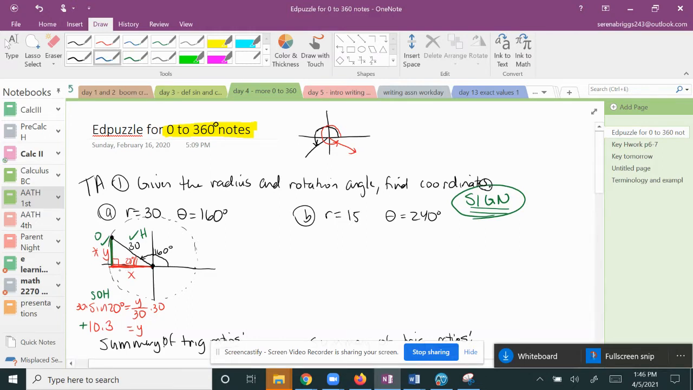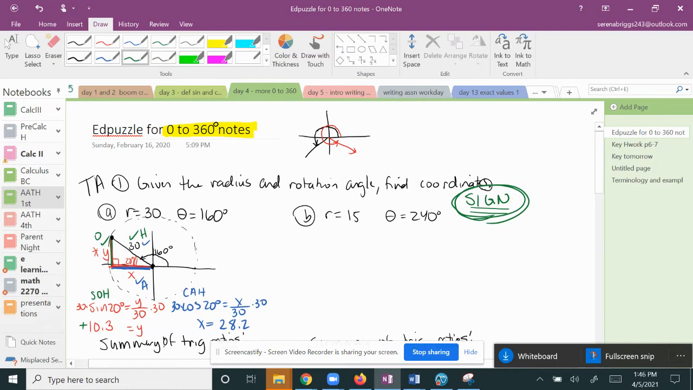For my X coordinate, that's this distance right here. And if I want that and I have the hypotenuse, I'm going to use CA. The cosine of 20 degrees is X over 30. I have the adjacent and I want the adjacent, I have the hypotenuse. I'm going to multiply both sides by 30. And I know that X is, in degree mode, 30 times the cosine of 20. And I get about 28.2, right?